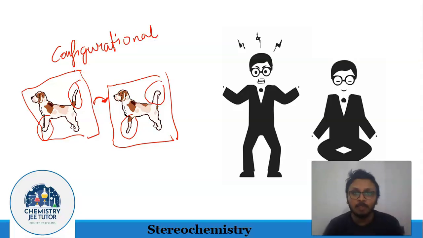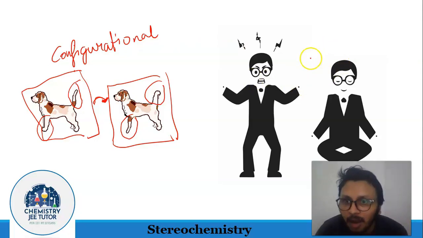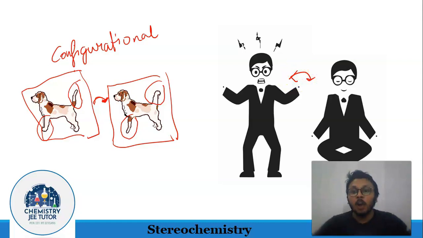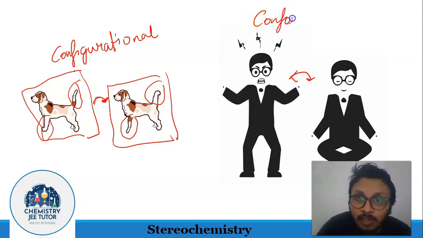Again, humans. Suppose this guy is shouting. He's excited. And this guy is very calm. But we are not breaking any part of the molecule to convert this guy to this guy. These are the same guys, just that the conformation is different. So this is conformational isomerism.